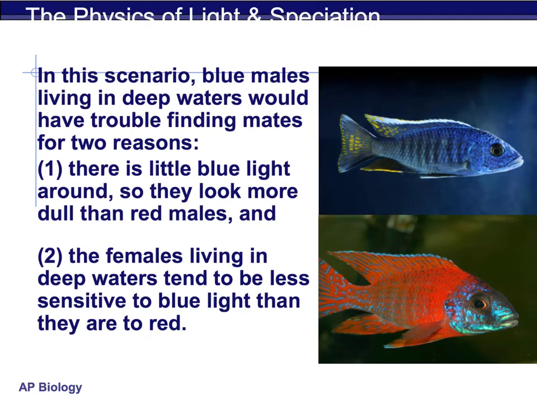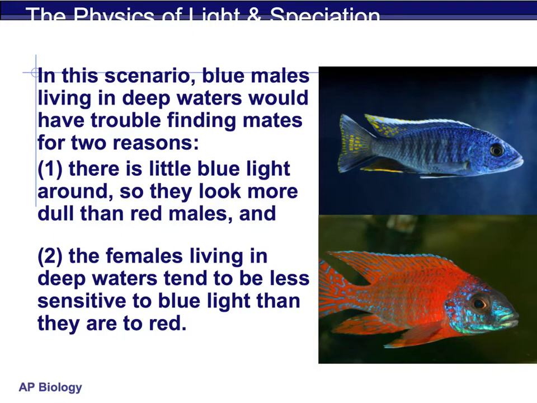So even though the females are really going to be looking for brightly colored fish, you have to take into consideration where they live and the colors that they are sensitized to and attracted to. If you have a blue male fish that lives deep down in that body of water, he's going to have a lot of trouble finding a mate because there's not a lot of blue light. So right away, he's not going to look as brightly colored as the red males, and most of the females will pass him by because he doesn't stand out to them.